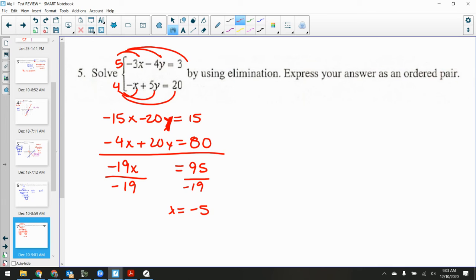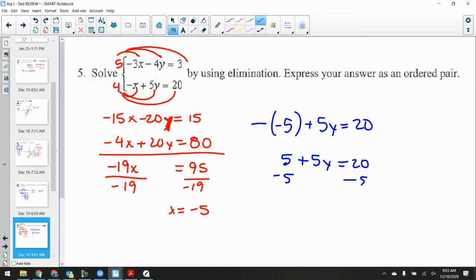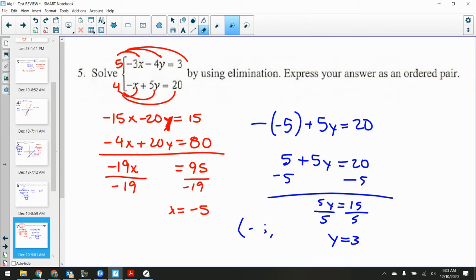I plug that back in. Let's go into the bottom. I want to do that because, look, I've got a negative already there. Then I plug in a negative 5 plus 5y is 20. Negative, negative cancels, folks. I subtract the 5. 5y is 15. y is 3, so negative 5, comma 3.